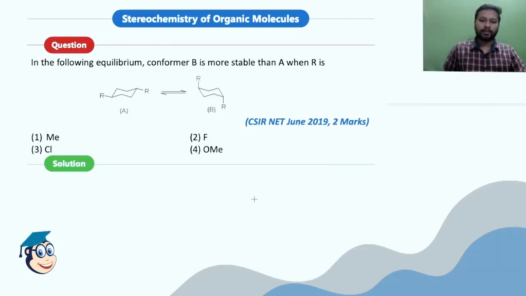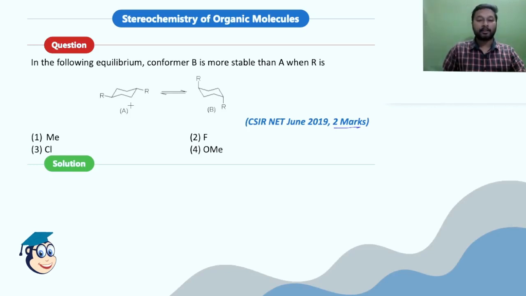So the first question, which was asked for 2 marks in your CSIR June 2019 exam, says that in the following equilibrium, conformer B is more stable than A when R is, right? So these are two conformations given of cyclohexane. Now you know that cyclohexane has a very stable chair form, right? In the chair form, if the substituents are present at the axial position, there is 1,3 axial interaction, which makes the molecule unstable, right? So we generally prefer our substituents to be on the equatorial positions rather than the axial positions. So axial ones are generally less stable than the equatorial one.